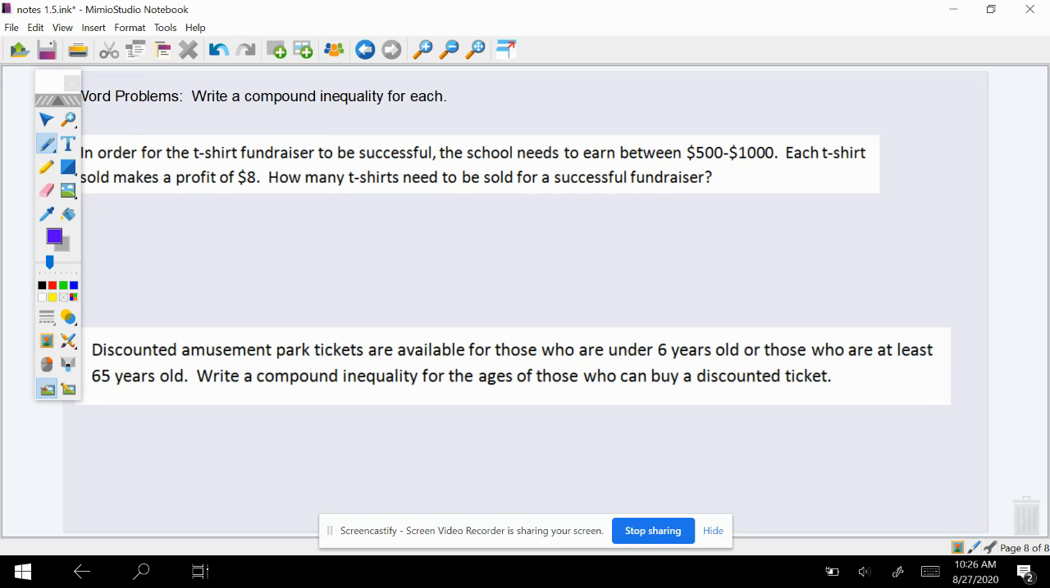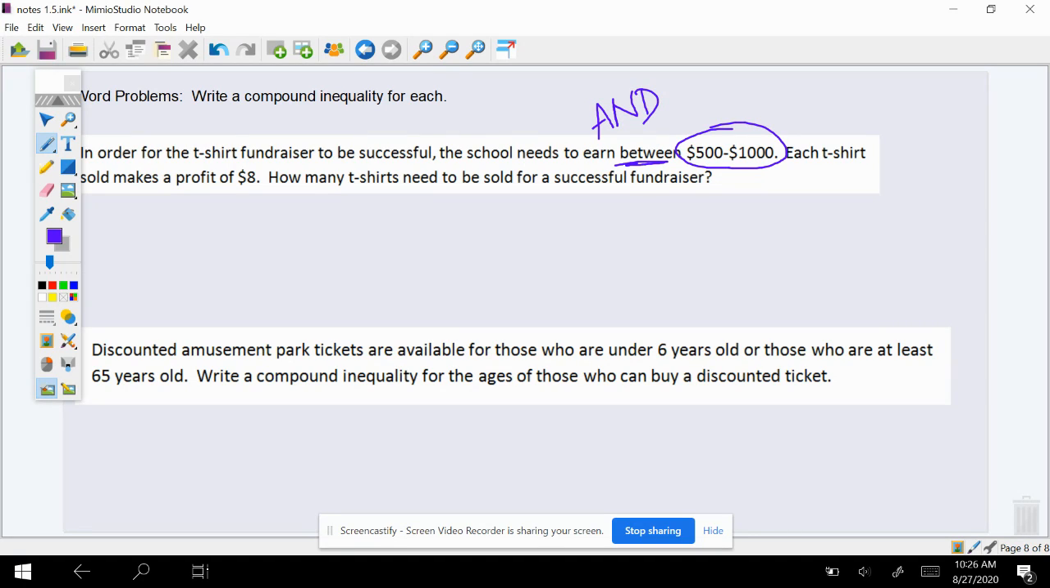So if I'm making t-shirts, I want my t-shirt fundraiser, I need to earn between $500 and $1,000. Every shirt that I make is going to have a profit of $8. I want to know how many I need to sell for a successful fundraiser. First, the word between should indicate that it's going to be an and because you're sandwiched between two values.